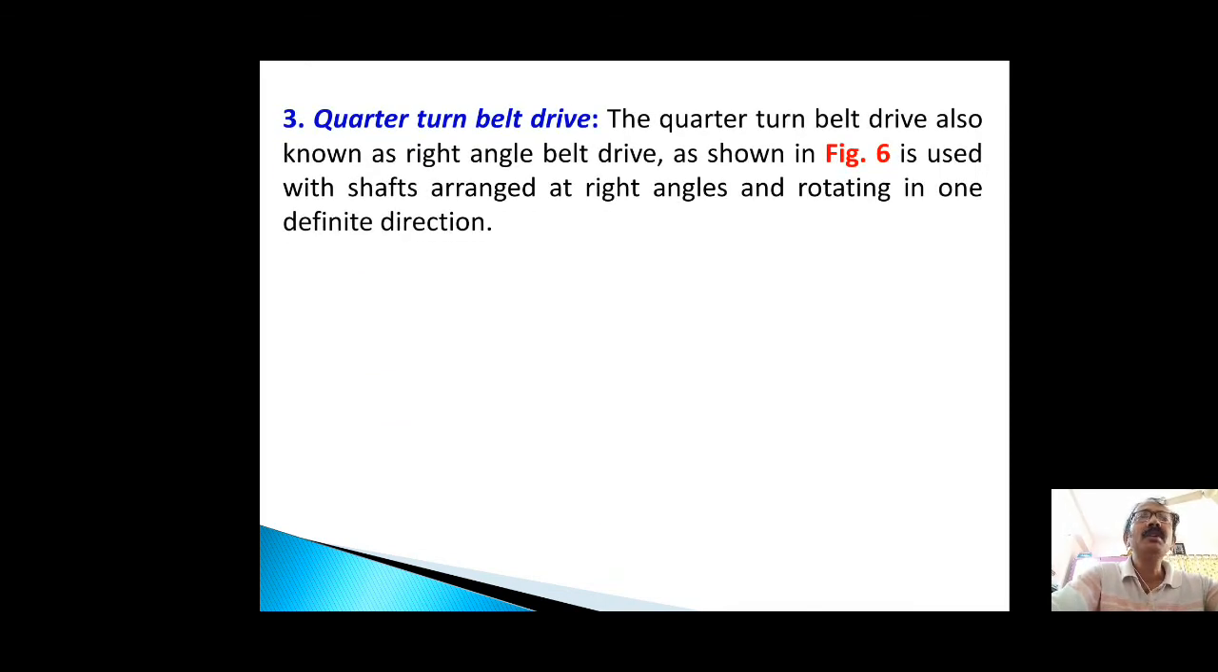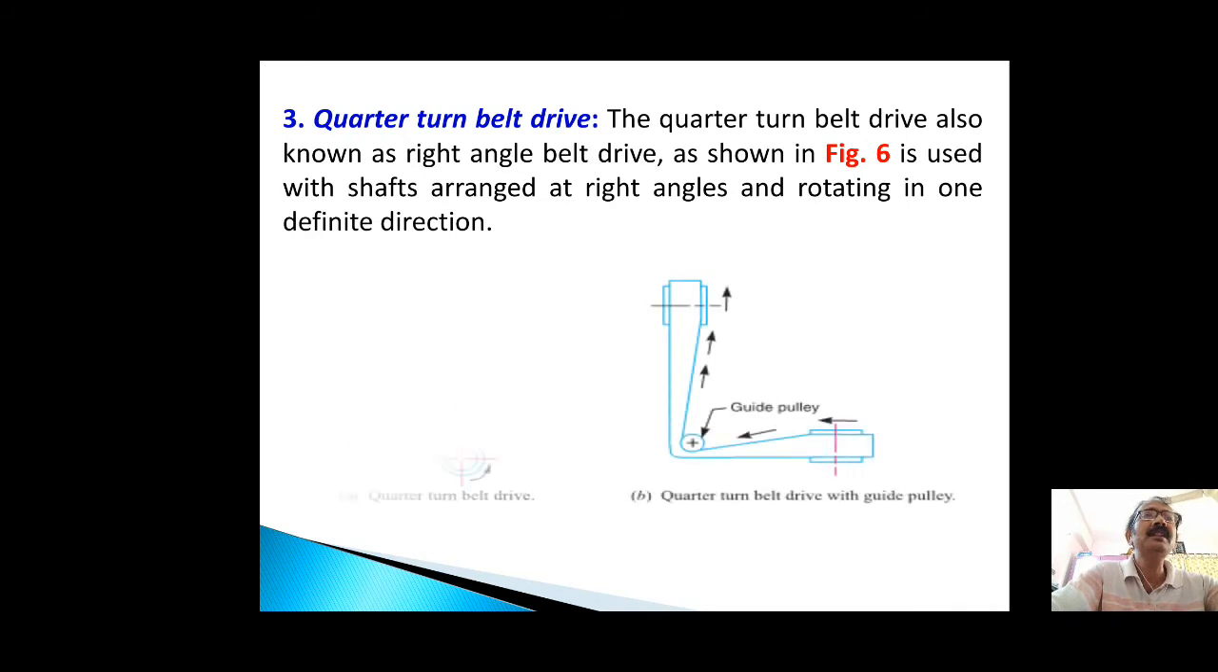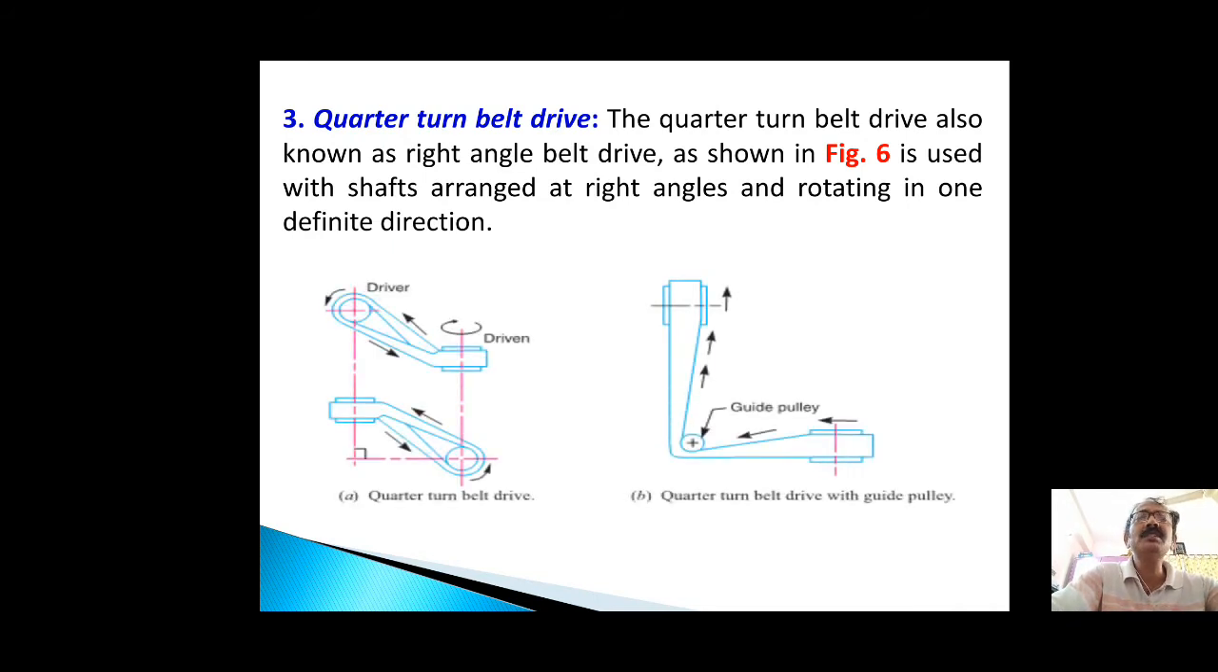Now quarter turn belt drive. The quarter turn belt drive, also known as right angle belt drive, as shown in figure 6, is used with shafts arranged at right angles and rotating in a definite direction.